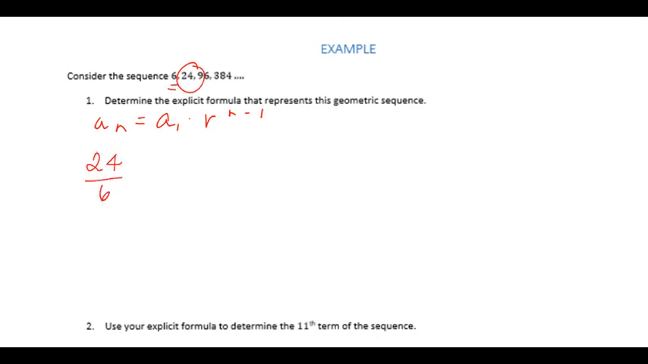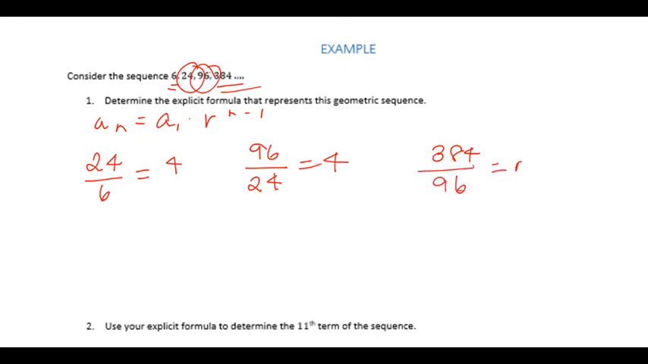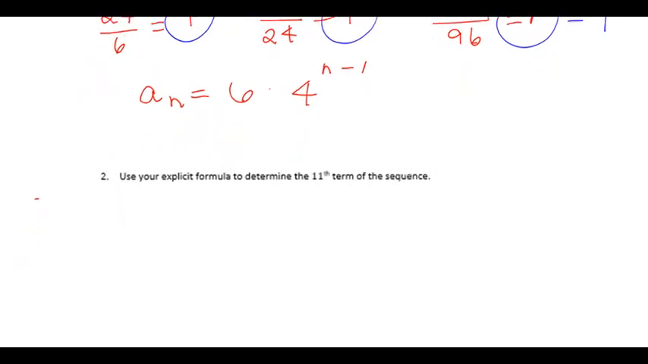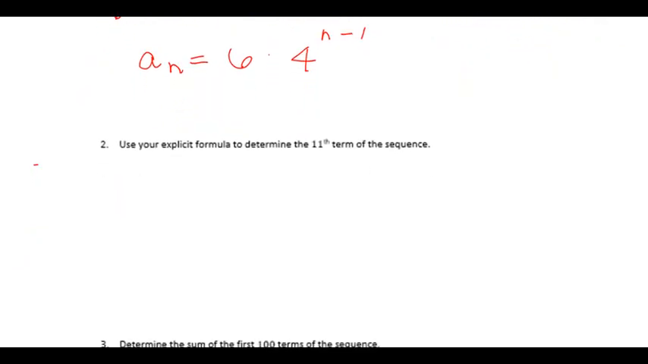24 divided by 6 is equal to 4. And then checking that that still works, 96 divided by 24 is equal to 4. And then lastly, 384 divided by 96 is also equal to 4. So that means that my common ratio is 4. Okay, so that means that my explicit formula is a sub n is equal to the first term, which is 6, times the common ratio, which is 4, raised to the n minus 1 power. And that's going to allow me to find any term that I want within the sequence.